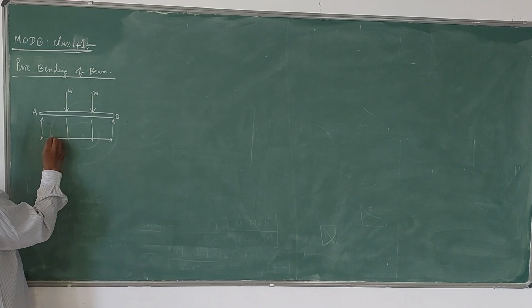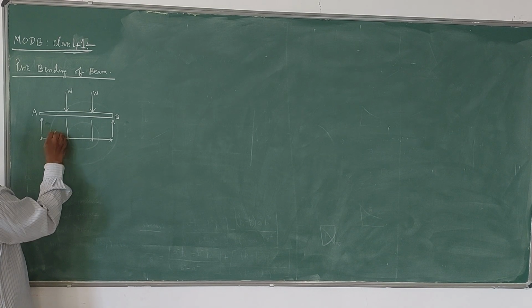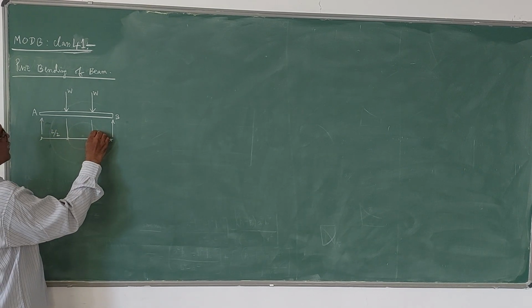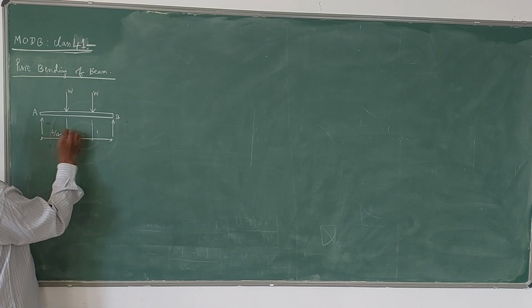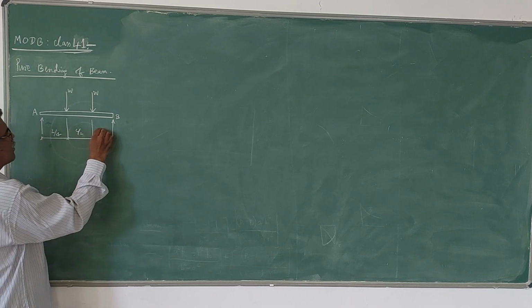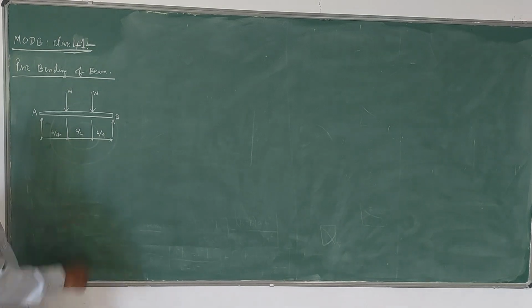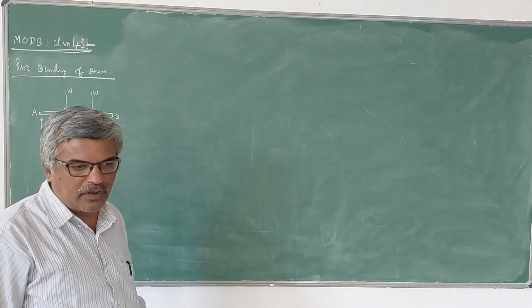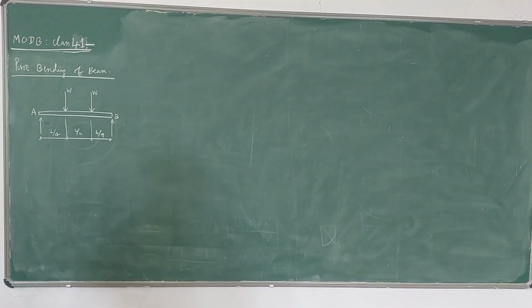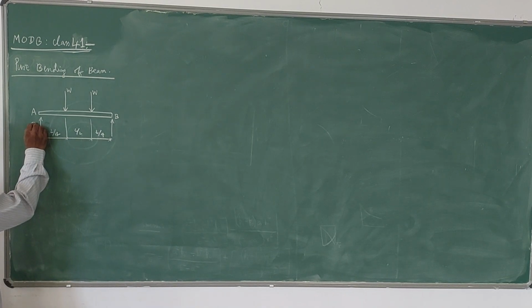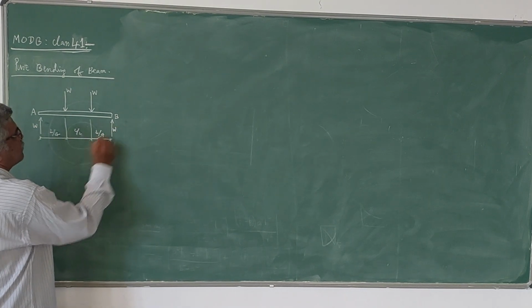That means this is, let us say, L by 2, this is L by 4, this is L by 2, this is L by 4. That means you can see that the beam is symmetrical. So it is symmetrically loaded, therefore the reactions are equal. So this reaction will be W, this reaction will also be W.